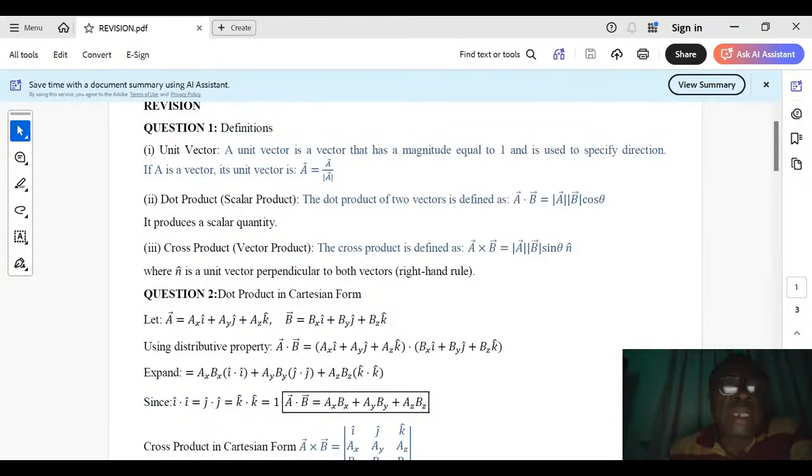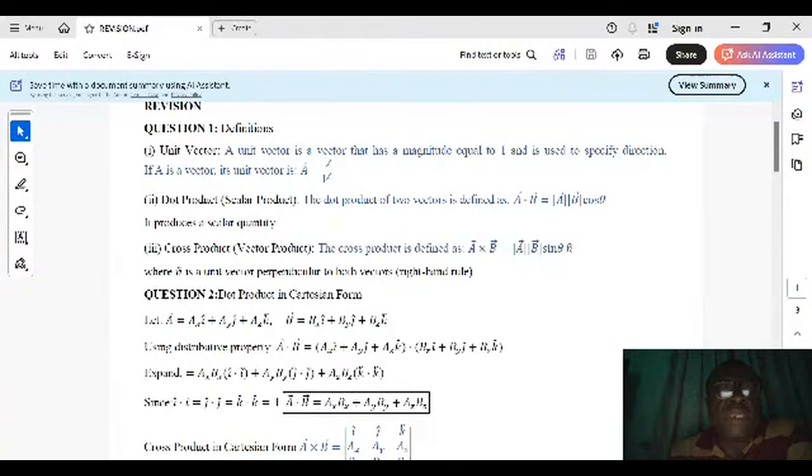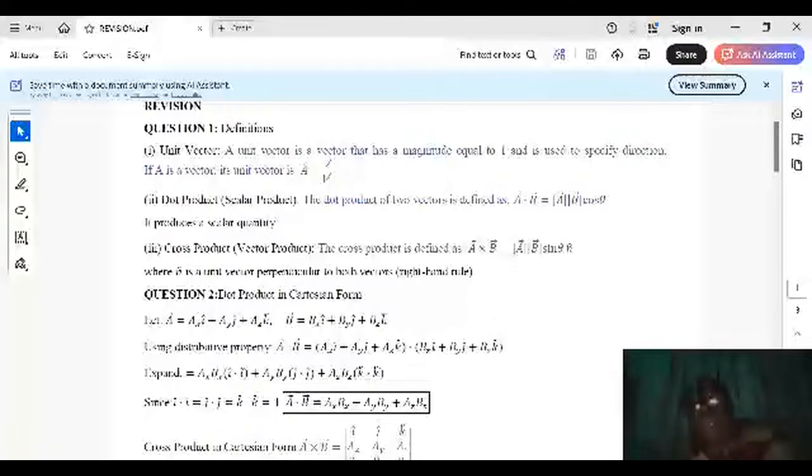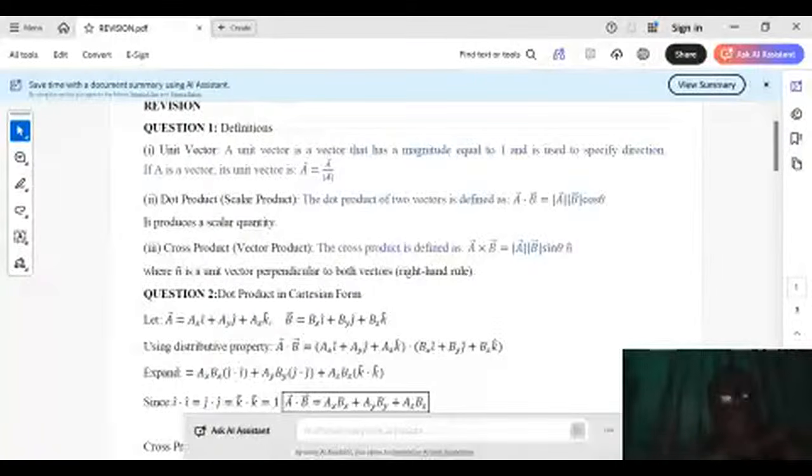And you may also be asked to define the dot product. We know that the dot product is also called a scalar product. The dot product of two vectors is defined as A dot B equals modulus of A times modulus of B cos theta, and it produces a scalar quantity.